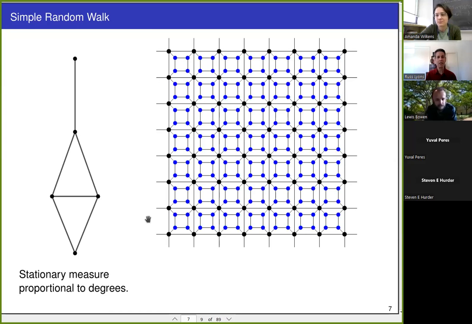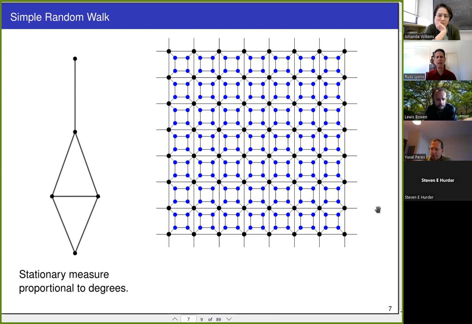Now, I'm interested in infinite graphs. So here's a simple infinite graph. You can imagine how this goes forever. And there are two types of vertices, black and blue. In fact, in this graph, there's a nice automorphism that will take any black vertex to any black vertex, or any blue vertex to any blue vertex. So there are really only two types of vertices, which are denoted by their color.